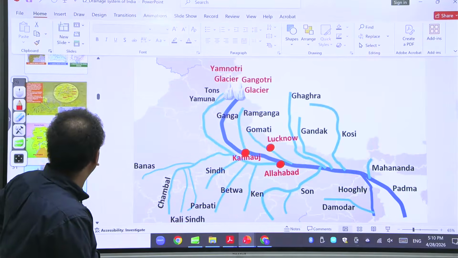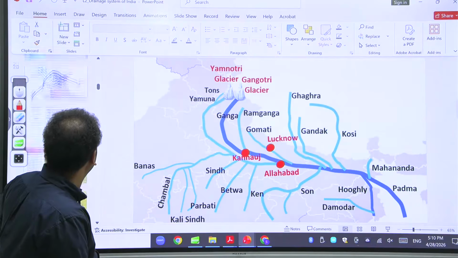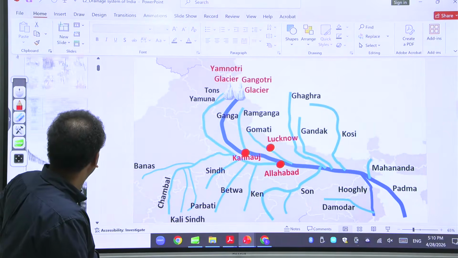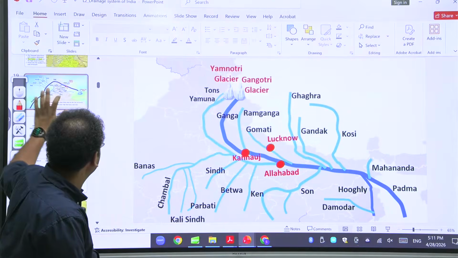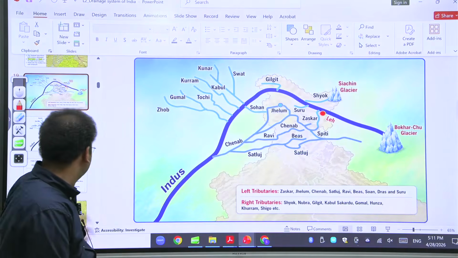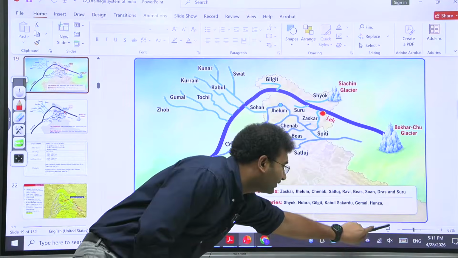Quickly, let's go to Indus. I'll leave you 10 minutes. When it comes to Indus, you need to know the Indus Water Treaty also. See here, Indus Water Treaty.